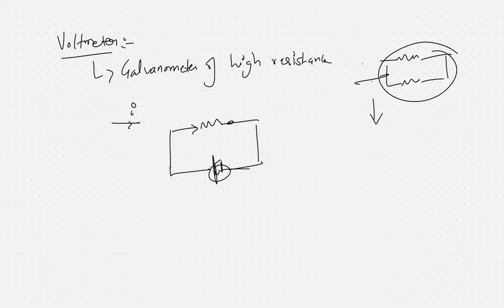Yeah. So look, place a galvanometer and place a very high resistance along with it. What's the benefit of placing a high resistance? Assume 100 ohm resistance is there and 100 ampere current is going, which is very high.